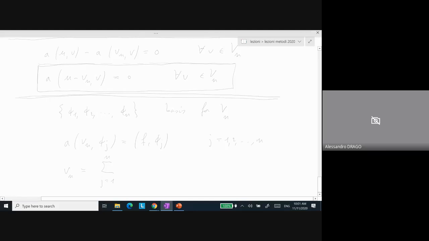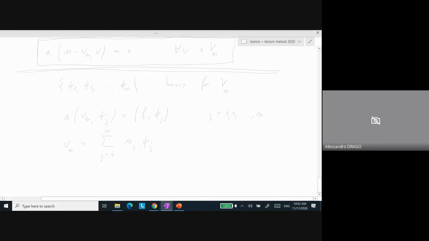So now we call these coefficients Uj. Let me say it again: the Uj are the coefficients of the expansion of the approximation to the solution within the subspace, expanded on the basis that we have assumed. Okay, so that's it. At this point, we just substitute back there.